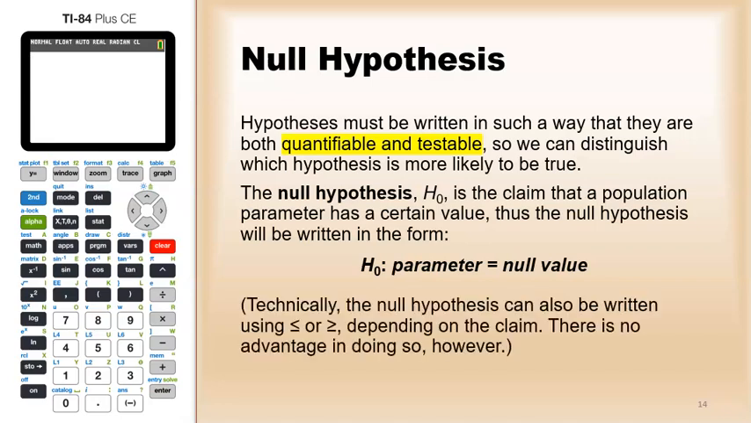Technically, you can also write this with less than or equal to or greater than or equal to, depending on the claim. There's no advantage of doing so. So for every hypothesis test you see for this quarter, we're going to use equals for the null hypothesis.